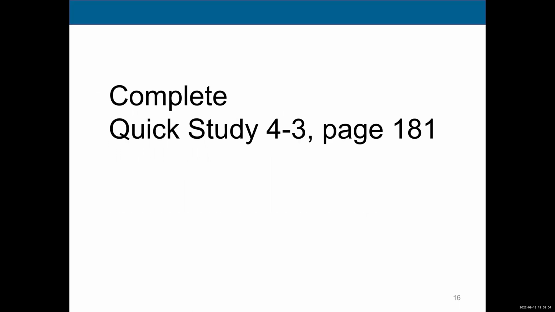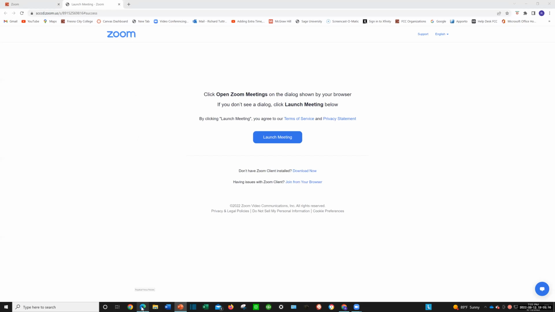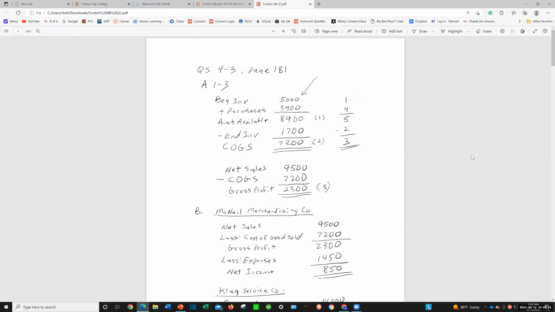Okay. Right now, I'd like to do quick study 4-3 on page 181. So I'm going to end the show. And here we go. We're doing quick study 4-3 on page 181. Now, that's at the bottom, right? We are going to make some calculations for a merchandising company, which is McNeil, and then a service company, which is Krug. Okay, so let's look at A.